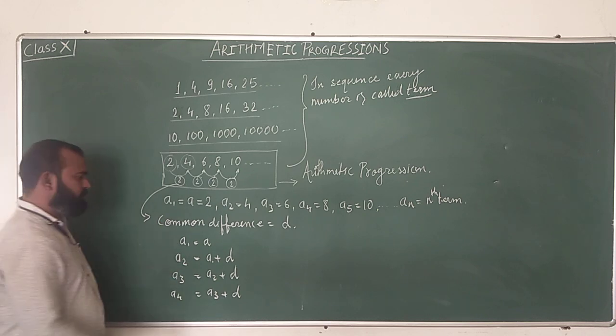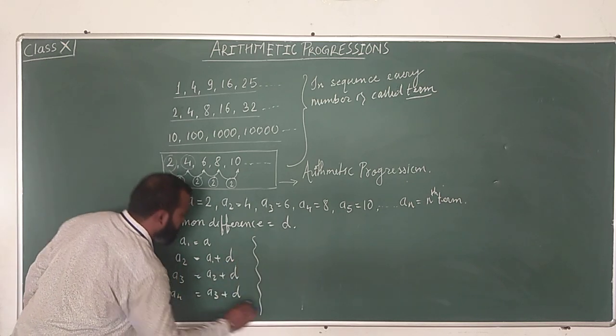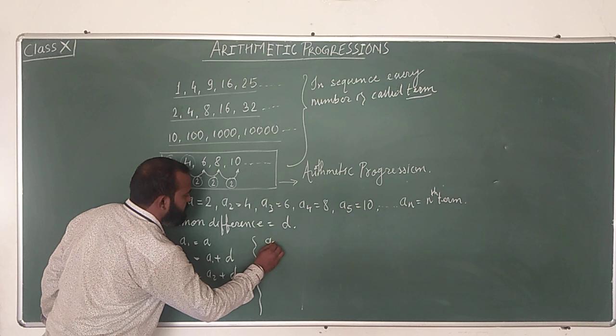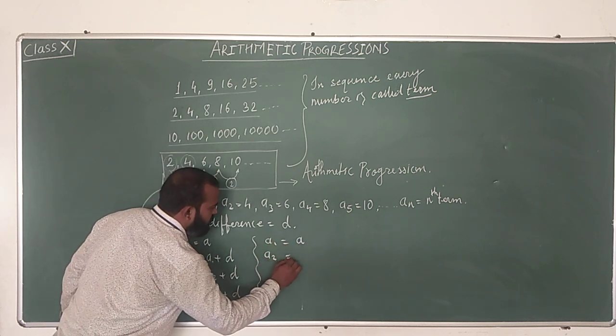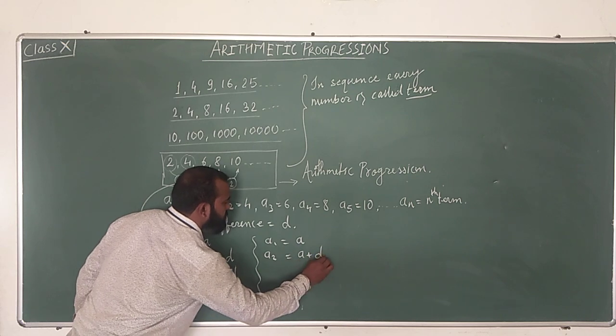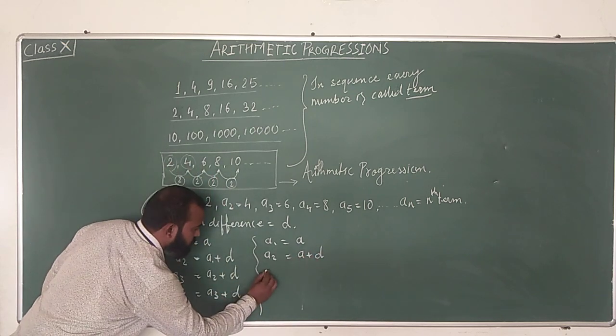Okay, again one thing is there, you can write like this also, a1 is equal to a. What about a2? a2 is a plus d. Okay, what is a3?